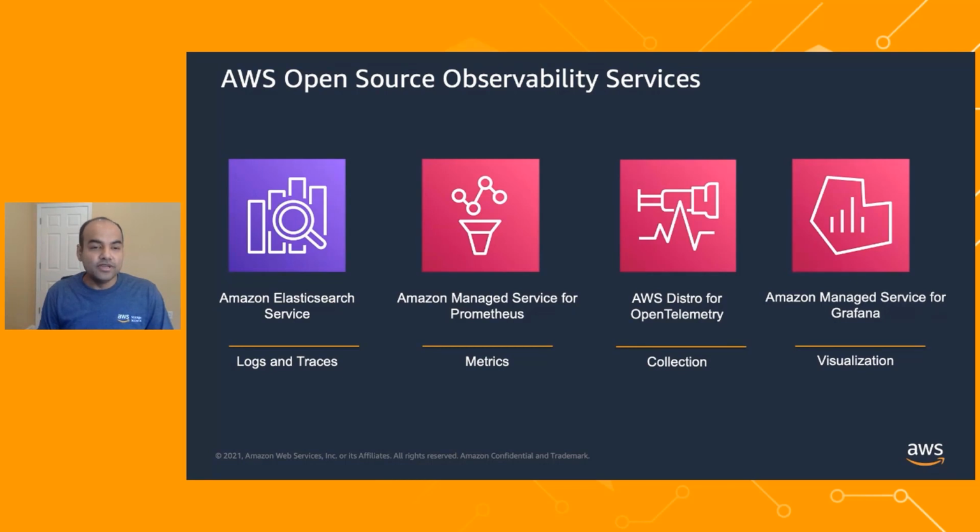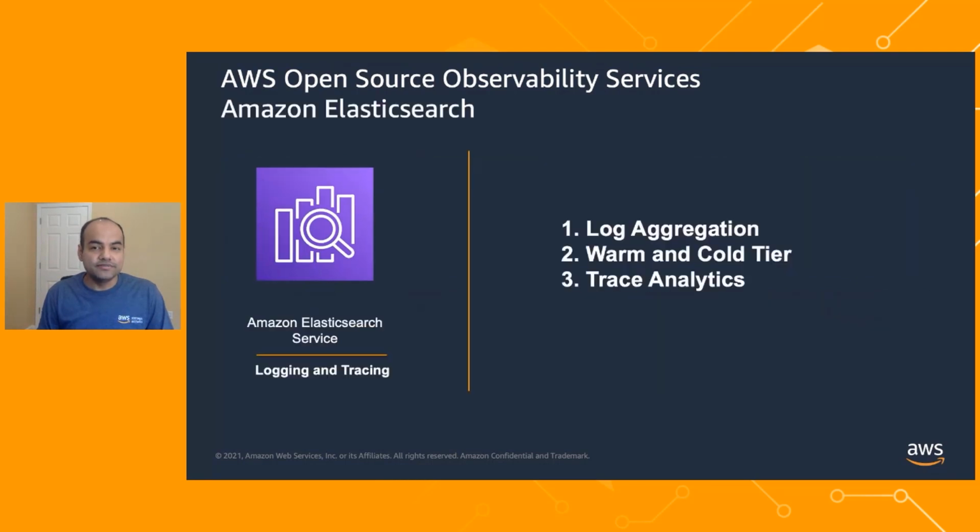Okay, let's dive deep into each of these 4 services. The first one is Amazon Elasticsearch. Amazon Elasticsearch has been on the platform for many years, and many of our customers use it for use cases like log aggregation. For example, Pinterest and Airbnb use Amazon Elasticsearch for log aggregation at scale. There are a lot of things I can talk to you about Amazon Elasticsearch, but I picked 3 items to share today, which are very relevant for open source observability.